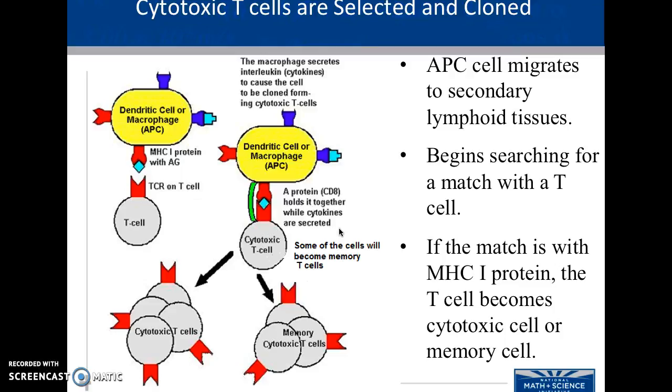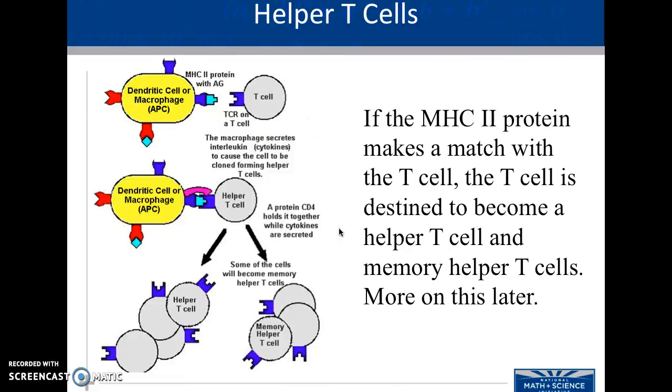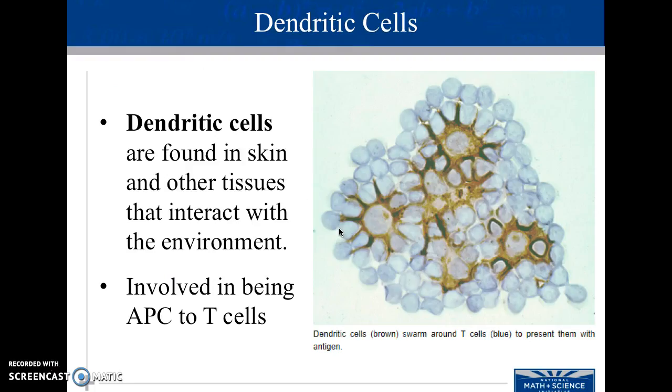The first thing we go through is cell-mediated immunity. The dendritic cell or the macrophage, both of which are APCs, are going to search for a match with a T cell. If it matches with the MHC1 protein, the T cell becomes a cytotoxic cell. If the MHC2 protein makes a match, the T cell is destined to become a helper T cell, and memory helper T cells, which we'll talk about, the memory T cells, a little bit later.